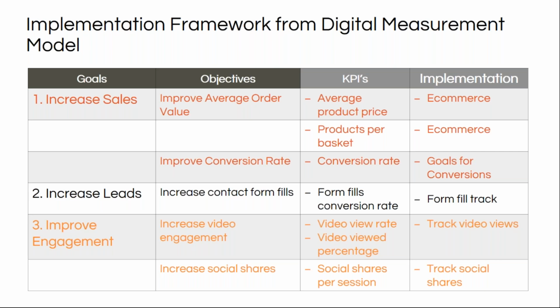And I'll take another small example. If you want to improve social shares, a lot of people are very keen on getting social shares. So the KPI is social shares per session. How exactly are we meeting that KPI? The implementation is where you set up tracking in a way that you can track all the social shares.